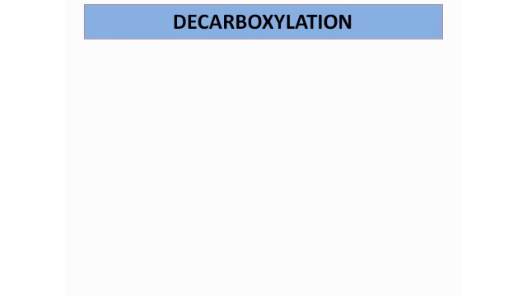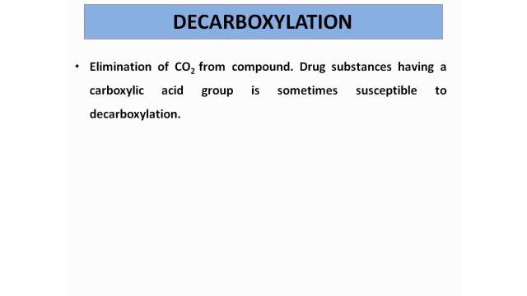The next one is decarboxylation. You see the name itself: decarboxylation. De means to remove, carboxy means carboxyl group, right? So the elimination of carbon dioxide from the compound is decarboxylation. A drug substance having a carboxylic group is sometimes susceptible to the decarboxylation reaction. An example is 4-aminosalicylic acid. As it has the carboxyl group, which can be lost as carbon dioxide, CO2, it has a tendency to undergo decarboxylation. The next example is procaine.